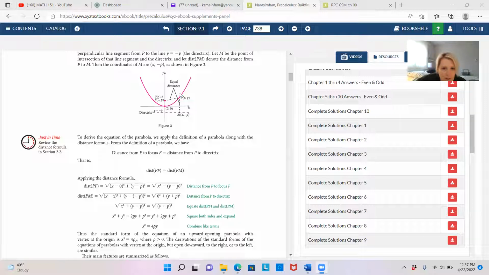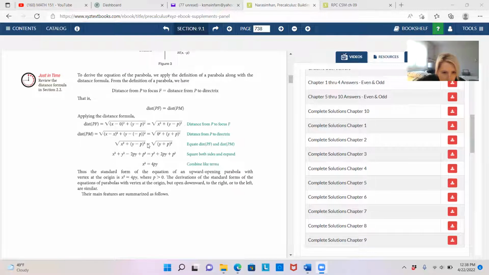And so because those distances are the same, we can use the distance formula. The distance from P to F has to be equal to the distance from P to M. And so the distance from P to F is calculated here: square root of x minus 0 squared plus y minus p squared. And then the next line is the distance from P to M. When you set those distances equal to each other, you're going to square both sides to alleviate the square root. And then when you combine like terms, it comes out to be x squared equals 4py.